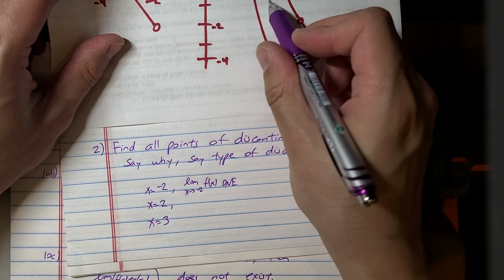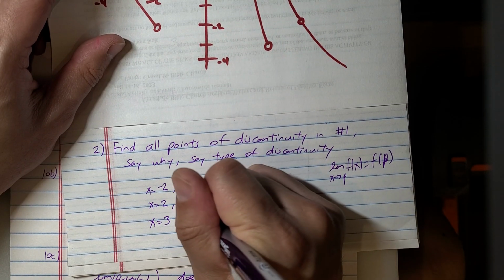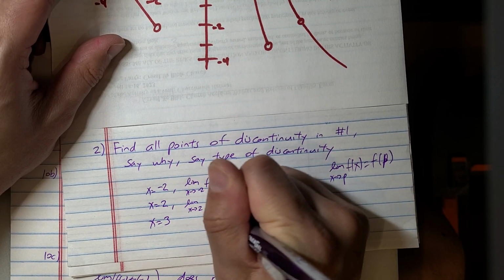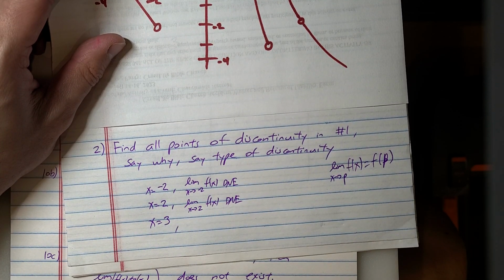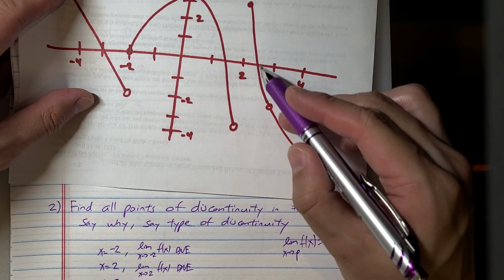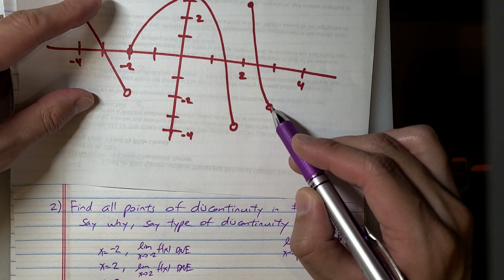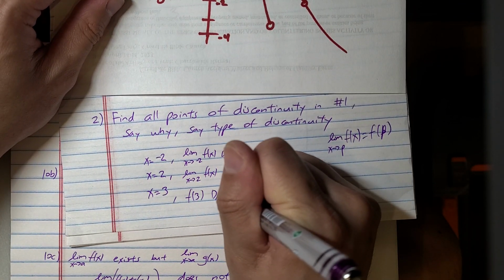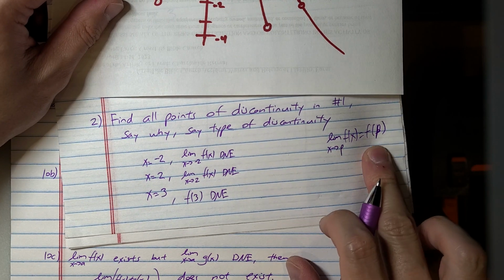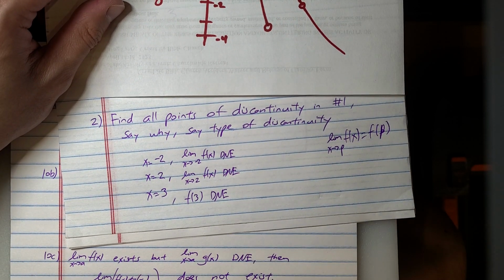It's the same reason for here. The limit from the left does not equal the limit from the right. This limit does not exist. So f of x does not exist. For x is 3, that's a different reason. Over here, the function is not even defined at x is 3. So f of 3 does not exist. And that would be this side of the equation. This side is undefined or does not exist.